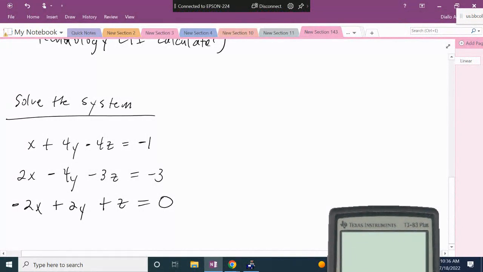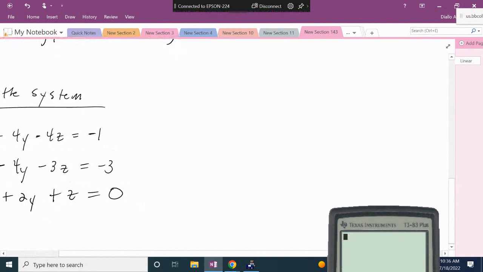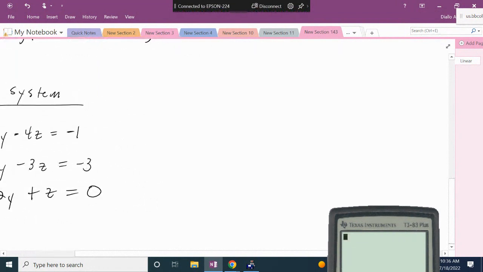So first, I'm going to count out the number of rows. We have 3 equations, so we're going to have 3 rows. And then we're going to have 4 columns. We have a column for X, a column for Y, a column for Z, and then a column for our equals. Right? So we're going to convert this to a 3 by 4 matrix. All right, so it's going to have 3 rows and 4 columns.